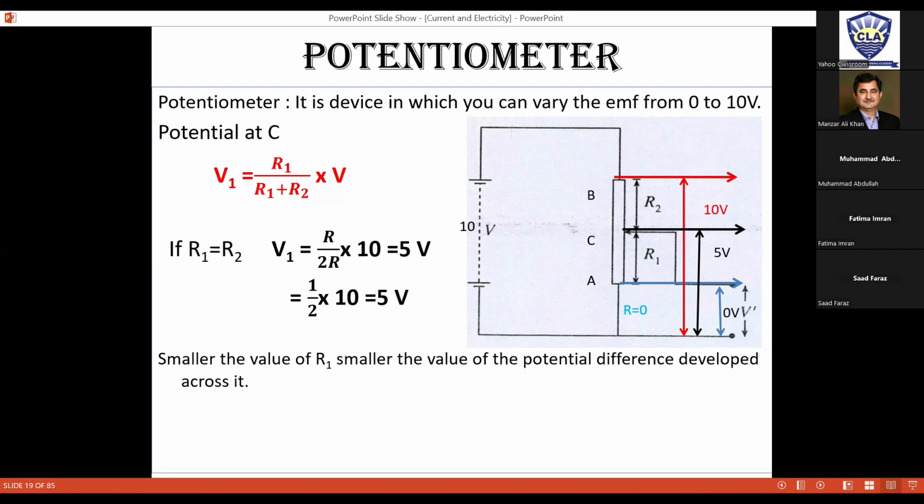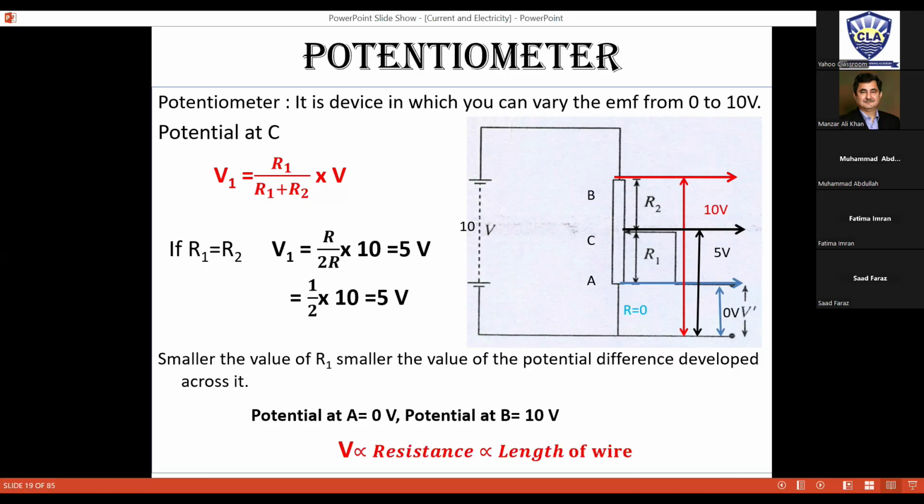In other words, you are varying your voltage from 0 to 10 volts. So this is the concept: at A potential difference is 0, at point B potential is 10 volts. So this is how we explain that if we change the resistance, and resistance varies because resistance is directly proportional to length. As length increases, resistance increases, and the voltage also keeps increasing. So it is also used as a potentiometer, that is, you vary the resistance, you vary the voltage.